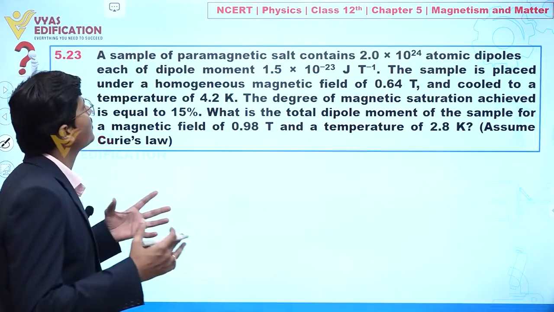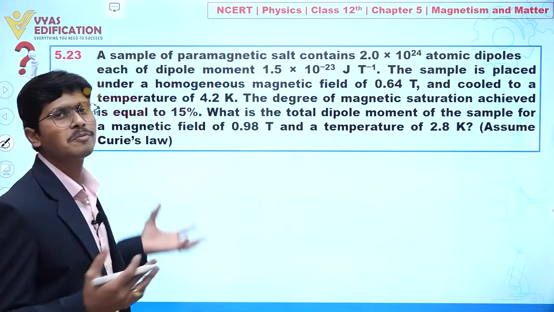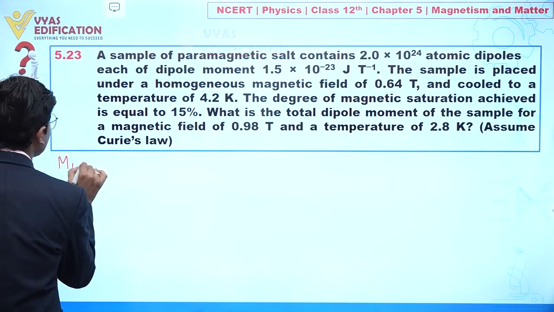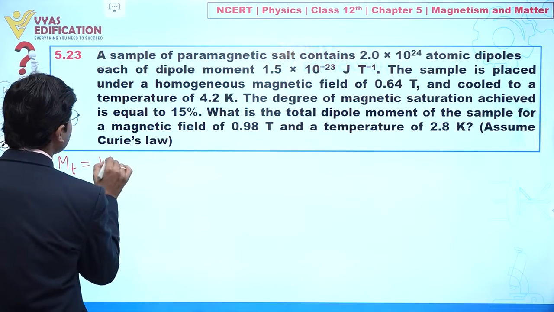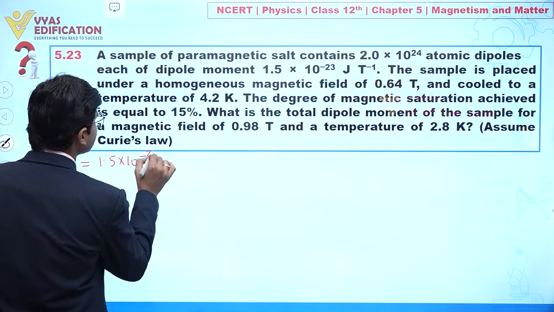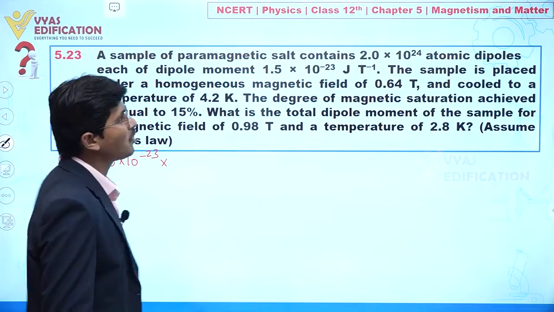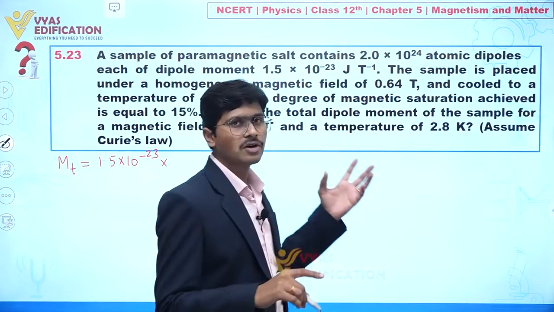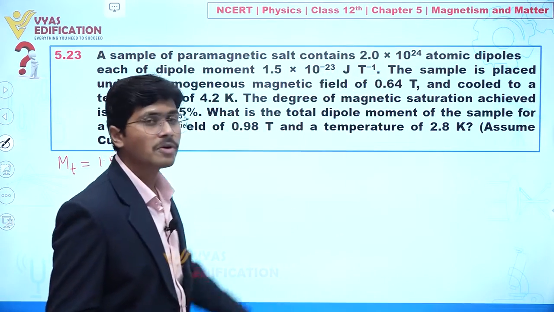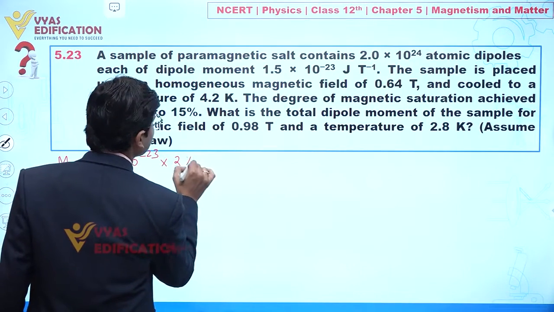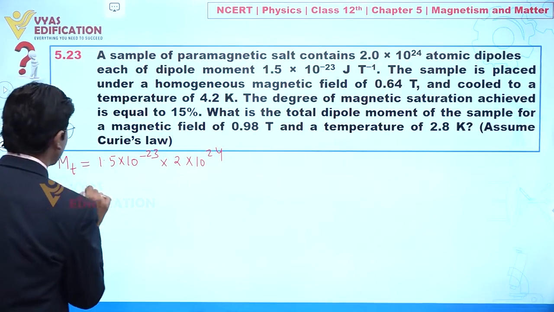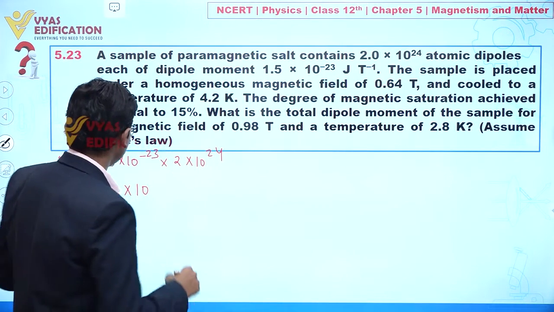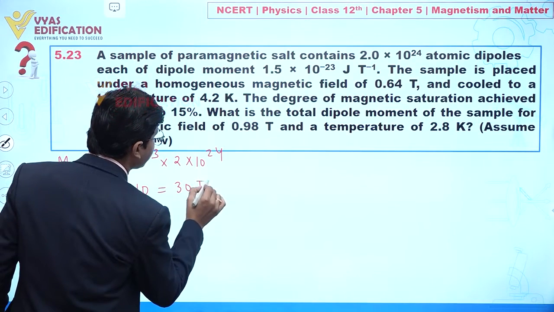What is total dipole moment? Can we calculate? Yes. So, total dipole moment is given by 1.5 into 10 to the power minus 23. This is the dipole moment for each atomic dipole. Clear? And this paramagnetic salt contains 2 into 10 to the power 24 atomic dipoles. So it is multiplied with 2 into 10 to the power 24. So we can say this is 3 multiplied 10. So directly you can say this is 30 joule per Tesla.